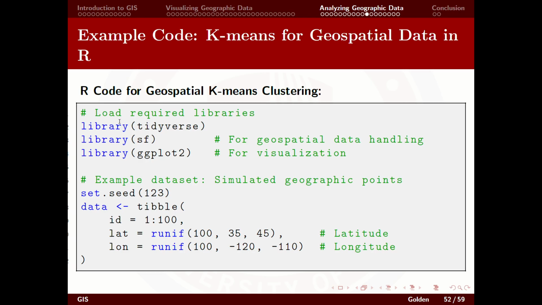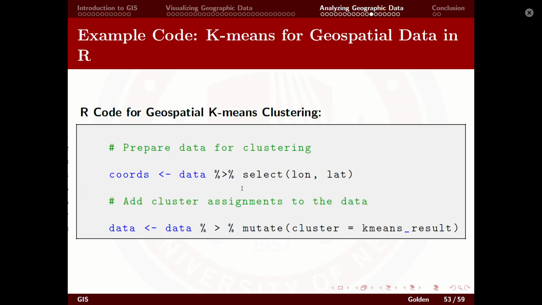So, example code: k-means for geospatial data. You load in our old friend tidyverse, you load in our friend sf, you load in our acquaintance ggplot2, create your data, create your tibble. Here we have a lat long. You have an ID here to differentiate the data points. You prepare the data for clustering. You do this little dplyr thing where you take the data and then you select long and lat. You use those points. And you add cluster assignments to the data. You add the cluster assignments from k-means results.